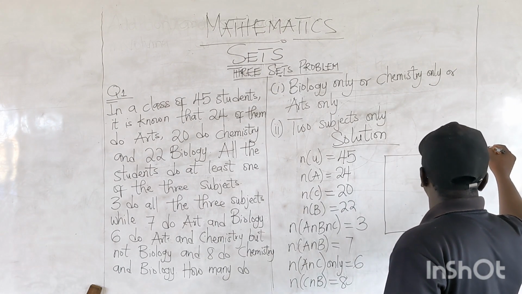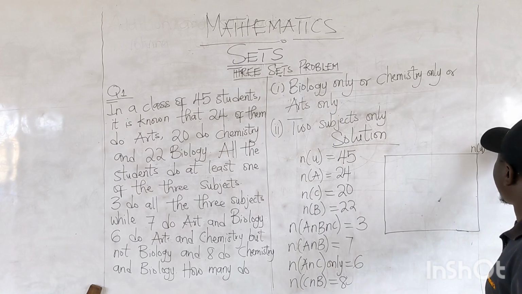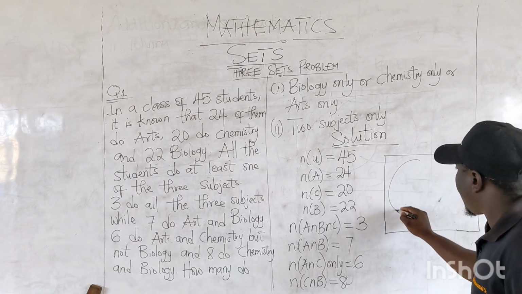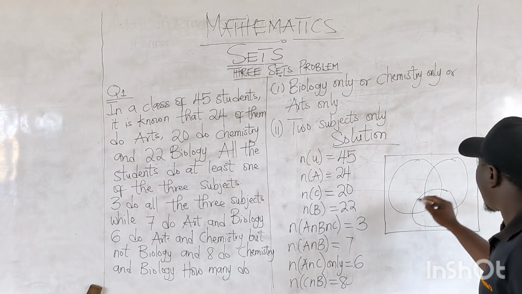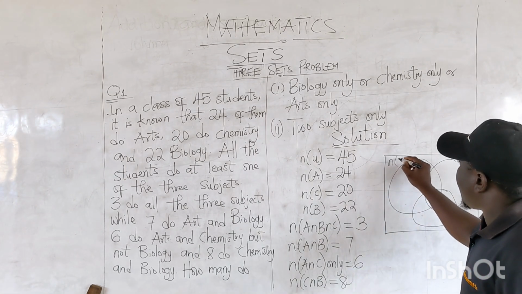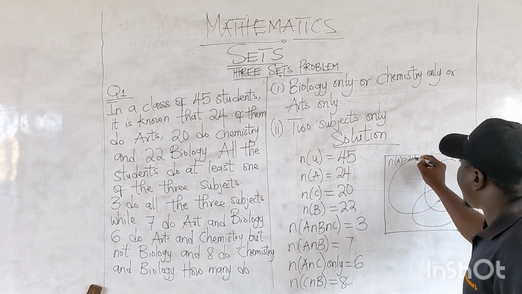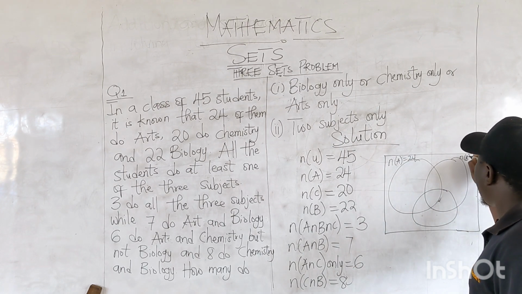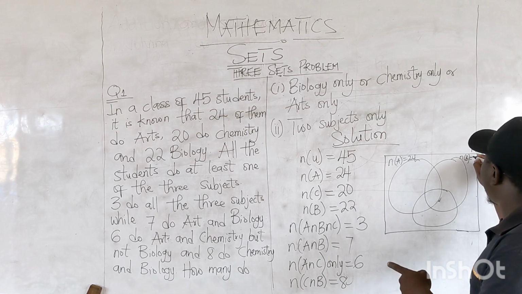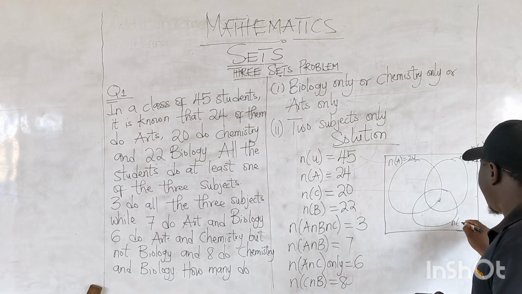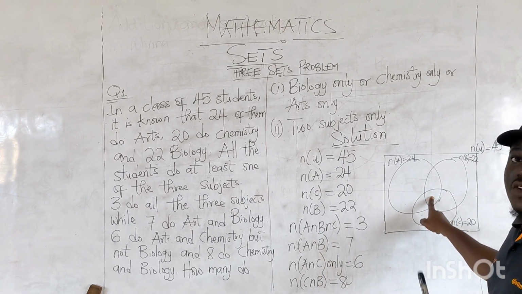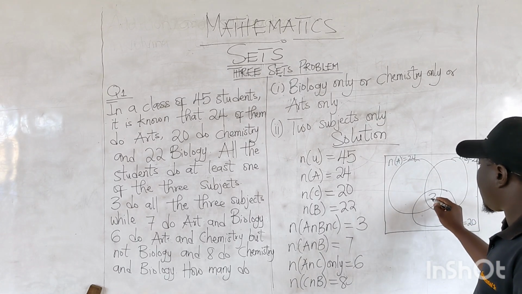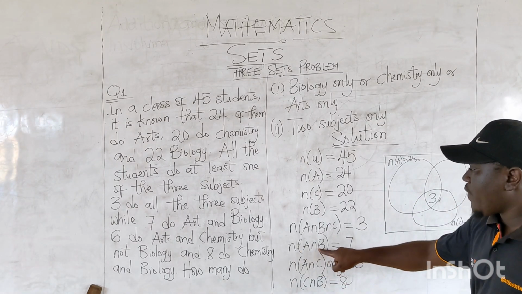Our number of U is 45. We have 3 intersecting sets. Our number of A is 24. Number of B is 22. Number of C is 20. We are told that A intersection B intersection C, the intersection of the 3, is 3. Number of A intersection B.